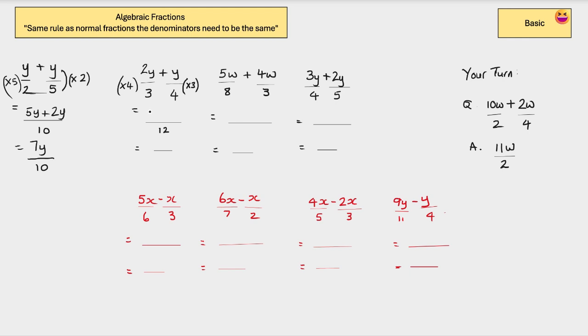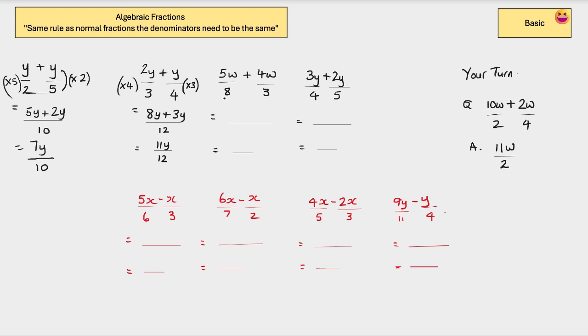So 4 times 2 is 8y, plus 3 times y, plus 3y. 8 plus 3 is 11y, all over 12. That's your answer.